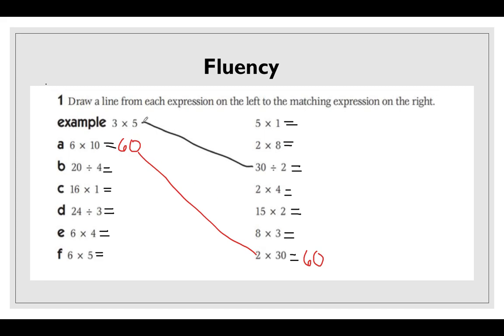In the example, they did 5 times 3. 5 times 3 equals what? 5, 10, 15. And 30 divided by 2 also equals 15. And that's how they matched it. All right, so for a trick, find out all the answers first on both sides, and then you can match them at the end.